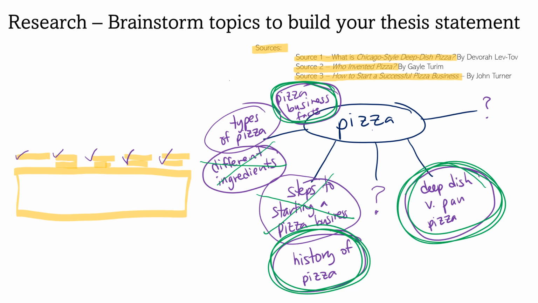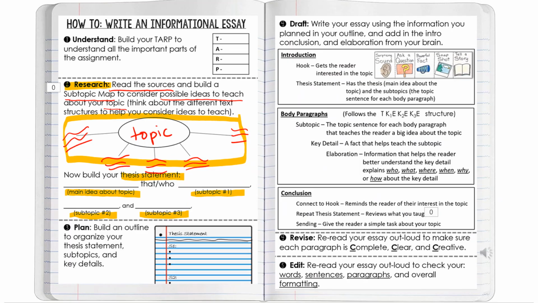All right, so I looked at all my subtopics and I see 1, 2, 3 big ideas that I could teach. I know enough about them and I have enough details from my sources that I could write some pretty good paragraphs. The last step is I need to start putting this together like a thesis statement. All right, so now that I've thought about the things I want to teach, I come back to my original page, and the last step is this. I need to build my thesis statement.